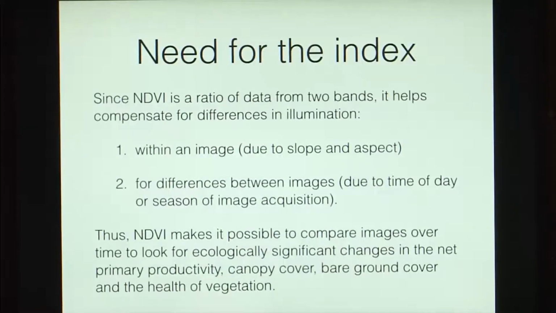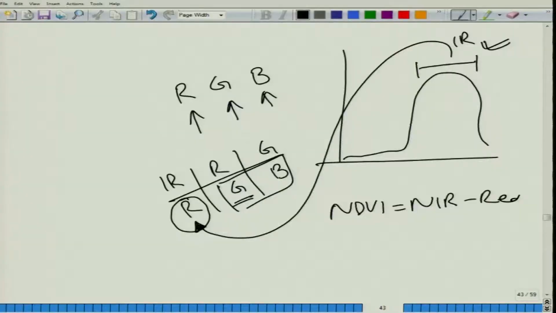So, why do we need this index? Since NDVI is the ratio of data from two bands, it helps to compensate for differences in illumination. Basically, NDVI is equal to NIR minus red divided by NIR plus red. Now, because this is a ratio, it helps to compensate for differences in illumination.